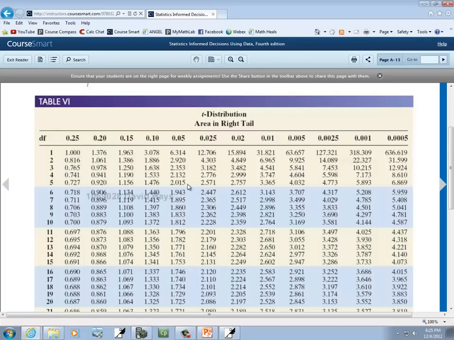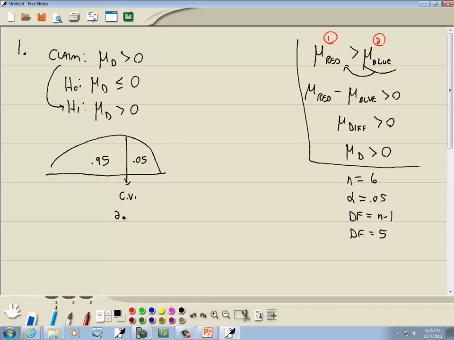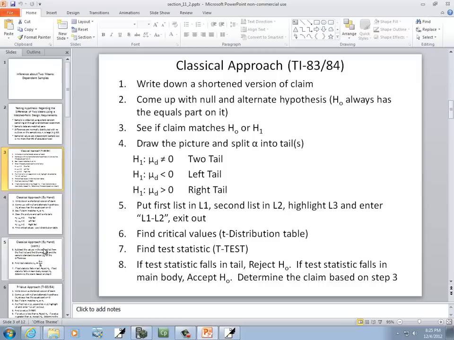We got 2.015. Now if your critical value is on the right side with your t-distribution table, it should be a positive value. If your critical value is on the left side, it should be negative. So if this was on the left side, it would be a negative 2.015.